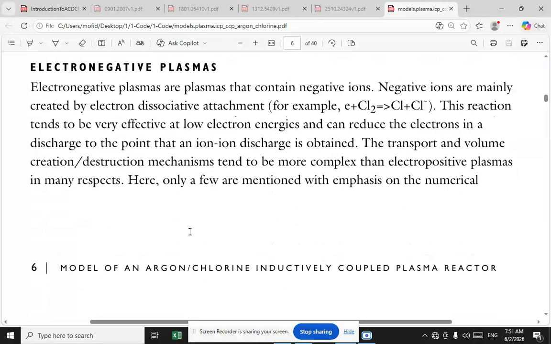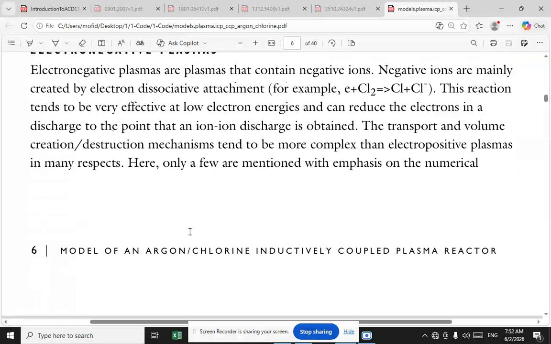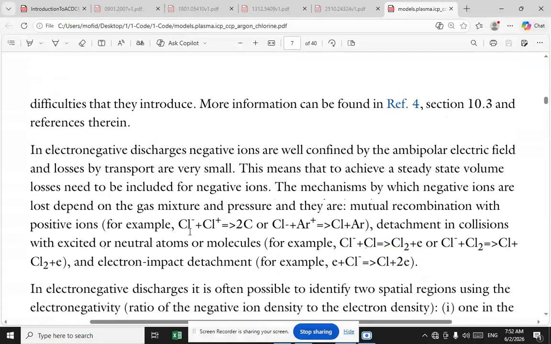This reaction tends to be very effective at low electron energies and can reduce the electrons in a discharge to the point that an ion-ion discharge is obtained. The transport and volume creation and destruction mechanisms tend to be more complex in electropositive plasmas in many respects. Here only a few are mentioned, with emphasis on the numerical difficulties that they introduce. More information can be found in reference 4, section 10.3 and references therein.